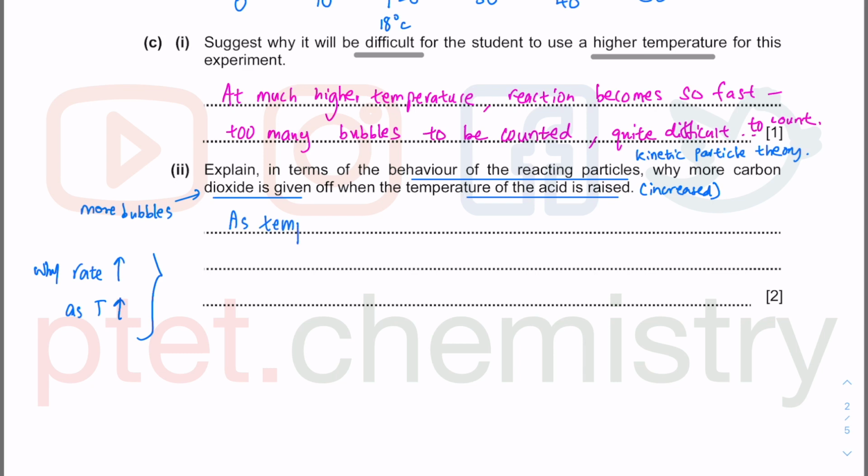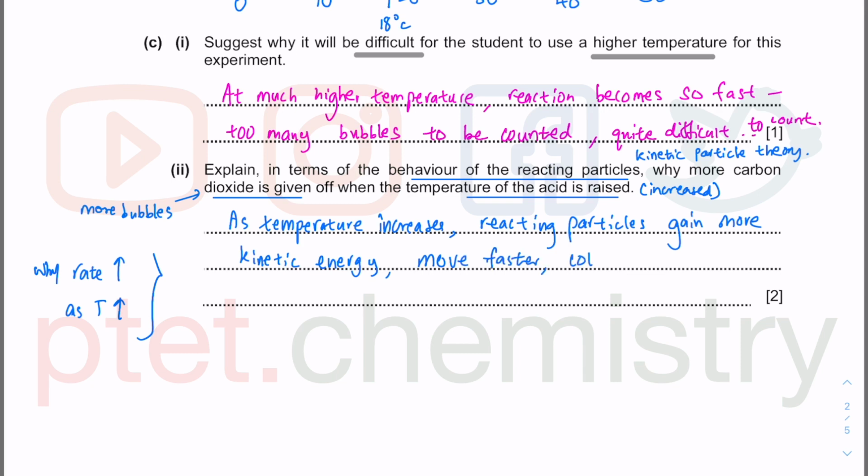As temperature increases, we need to talk about the kinetic energy. So as temperature increases, the reacting particles will gain more kinetic energy. So they gain a greater amount of kinetic energy and therefore they will move faster. So they move around faster and then they will collide more frequently. They come into contact with each other more often, so they collide more frequently. Therefore, the rate of reaction increases. And when your rate of reaction increases, we produce a lot more carbon dioxide in a fixed time. Okay, so hopefully that makes sense there.